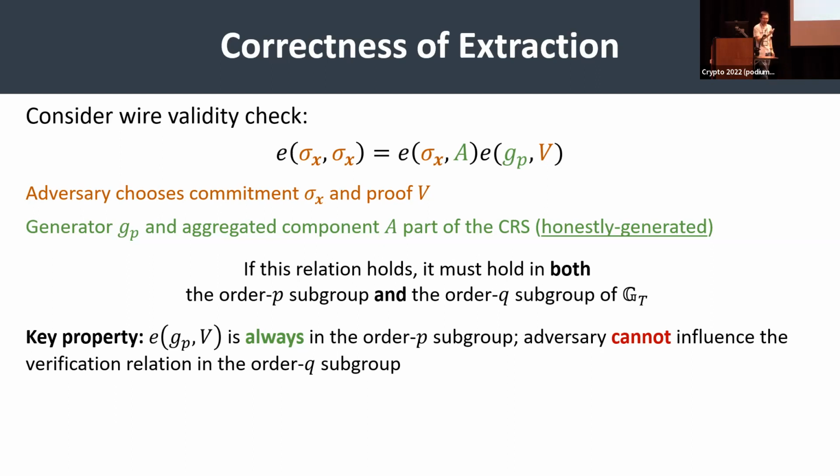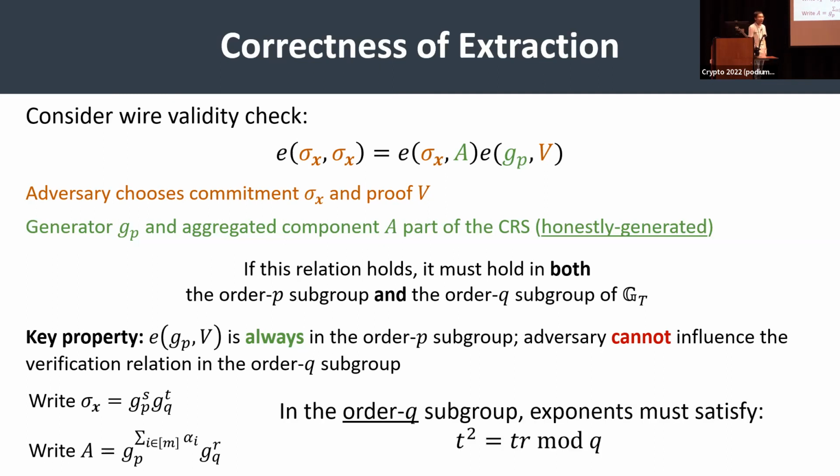So let's just see mathematically how that happens. Let's suppose that the commitment is just some group element, which has some component in the order p group and the order q group. Our adversary can choose this arbitrarily. The commitment to the all ones has a particular structure determined by the CRS. So if we consider this relation in the order q subgroup, whatever the adversary does here has no effect.